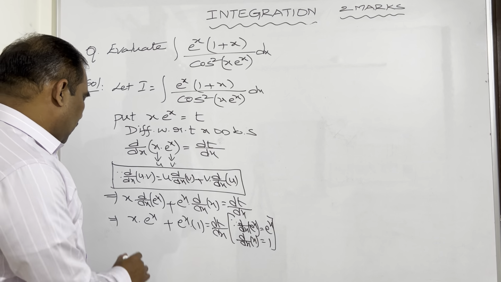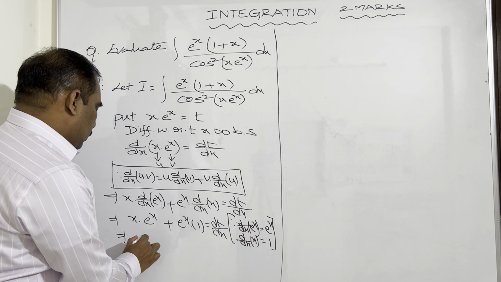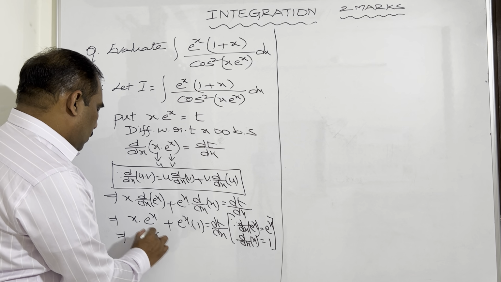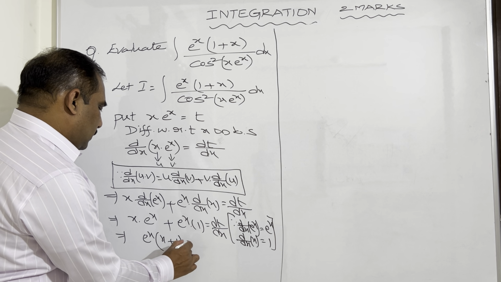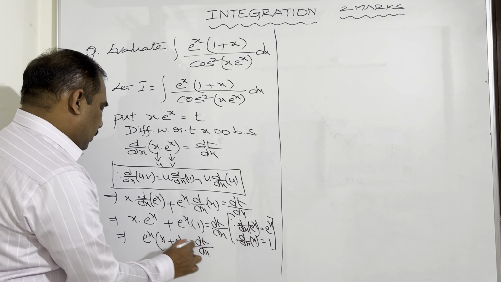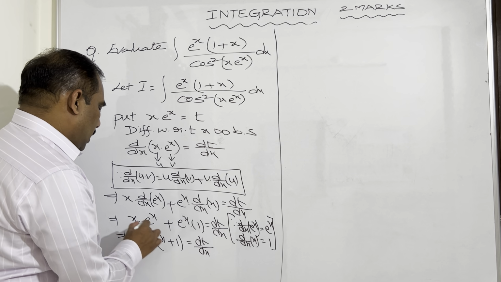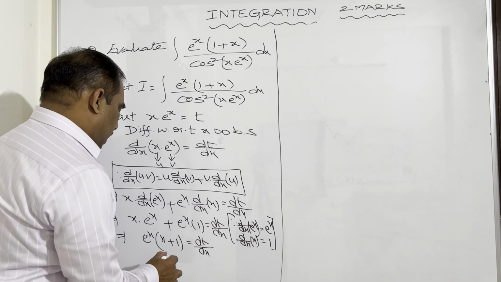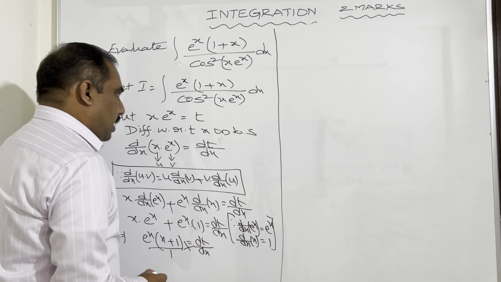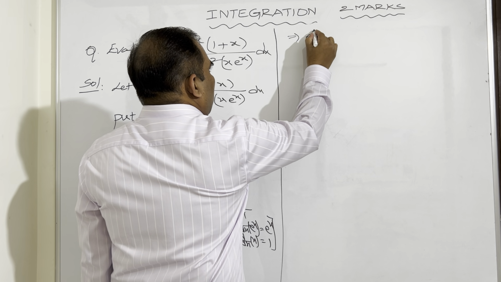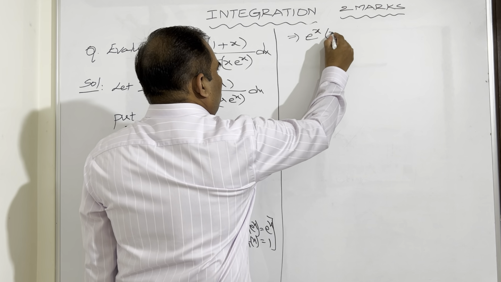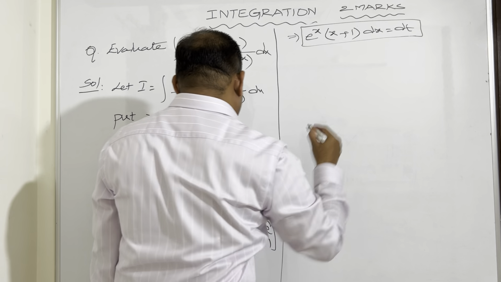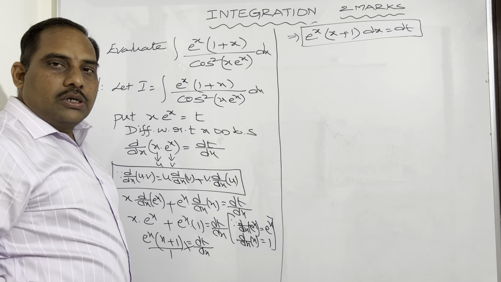If you take e power x common, we get e power x into x plus 1 is equal to dt by dx. By cross multiplication, we get e power x into x plus 1 into dx is equal to dt.